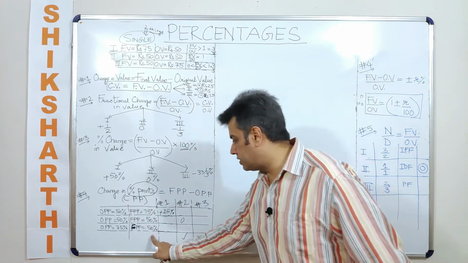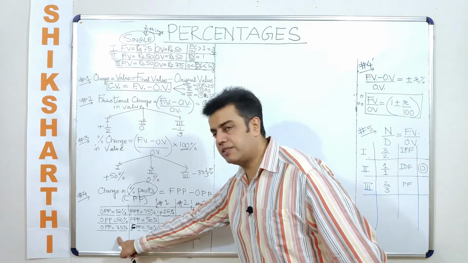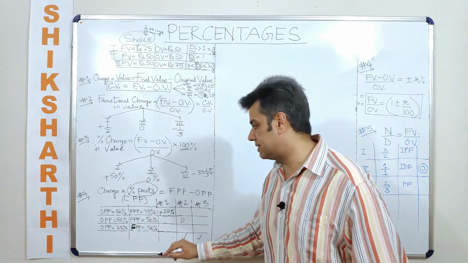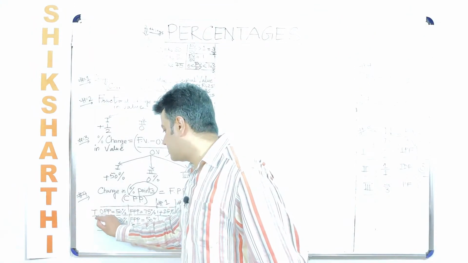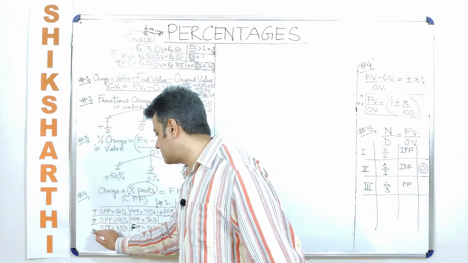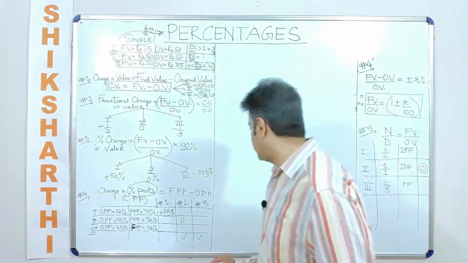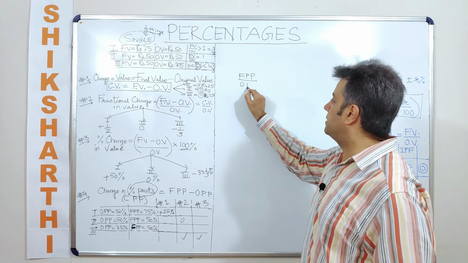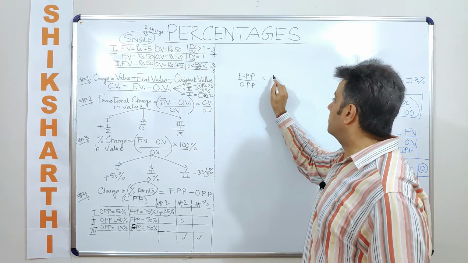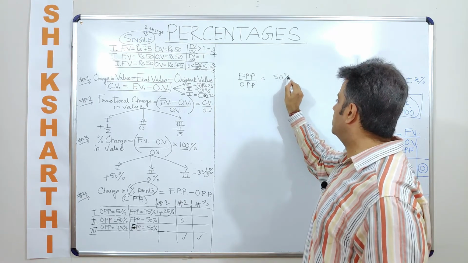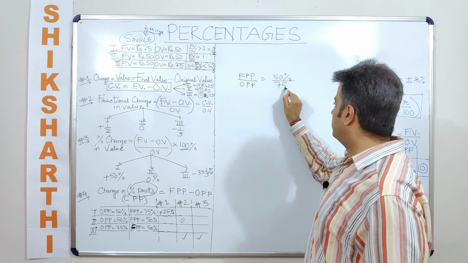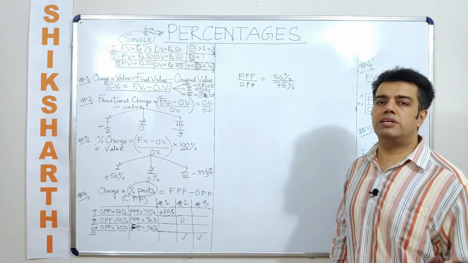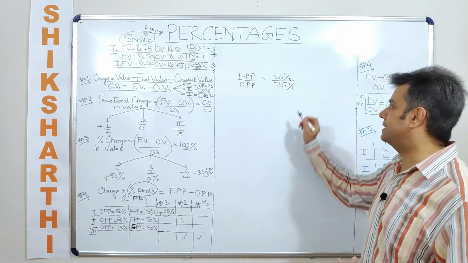So in this case, what is the ratio of FPP versus OPP? In the third case, let me earmark the cases. This is the first case, this is the second case, and this is the third case. In the third case, FPP upon OPP will be nothing but 50% upon 25%. Do not get confused by the language. If you know the concepts, language is just a medium to understand the question or make it further complex.